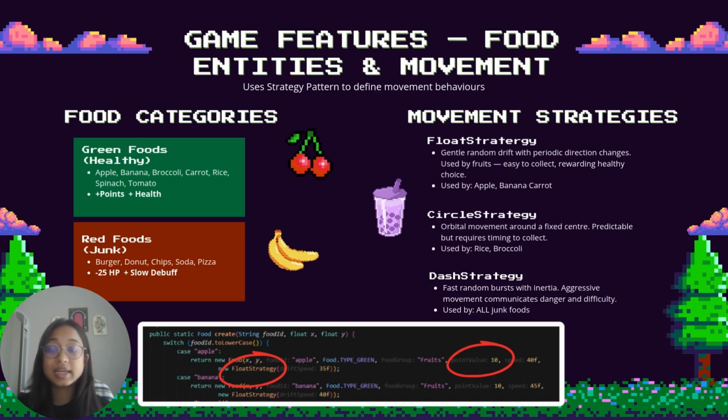Movement is driven entirely using the strategy pattern. For example, the float strategy gives healthy food a gentle random drift, making them easier to collect. Circle strategy creates orbital movement, which requires better timing from the player, and on the other hand, dash strategy is used for junk food. It creates a fast, aggressive burst of movement, which helps communicate danger through motion. Overall, this creates a clear difference between safe and dangerous objects, both visually and behaviorally.